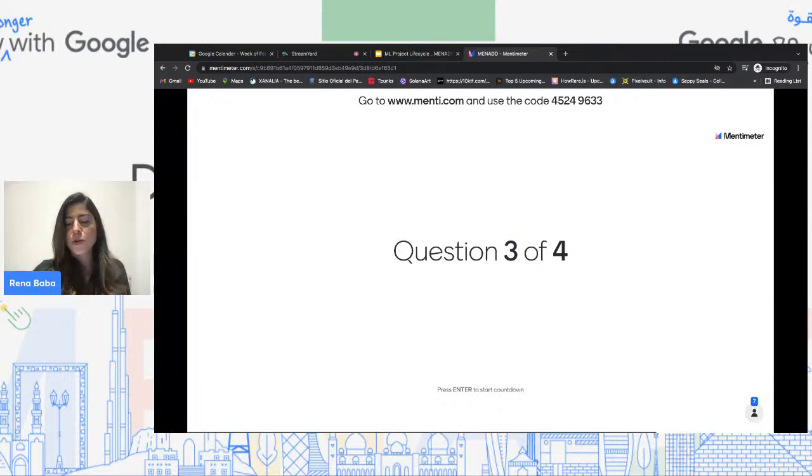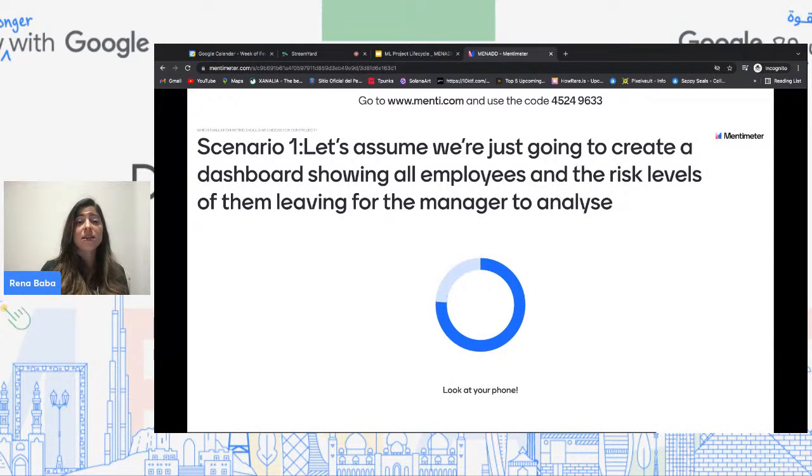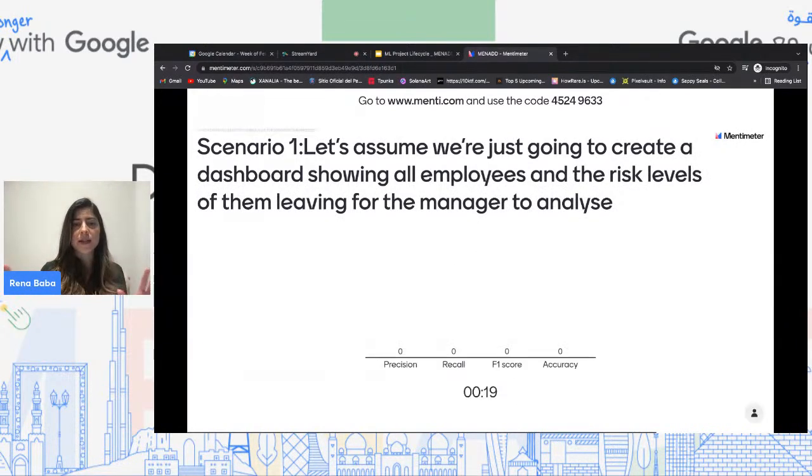Okay, now we're going to start with the third question. And now I'm going to give you a scenario. So let's assume we're going to create a dashboard showing all employees and the risk levels of them leaving, and then the manager will analyze the results. So again, your final output is just going to be a dashboard, and then you need to choose which evaluation metric you want to go ahead with. Is it the recall, precision, F1 score, or accuracy?